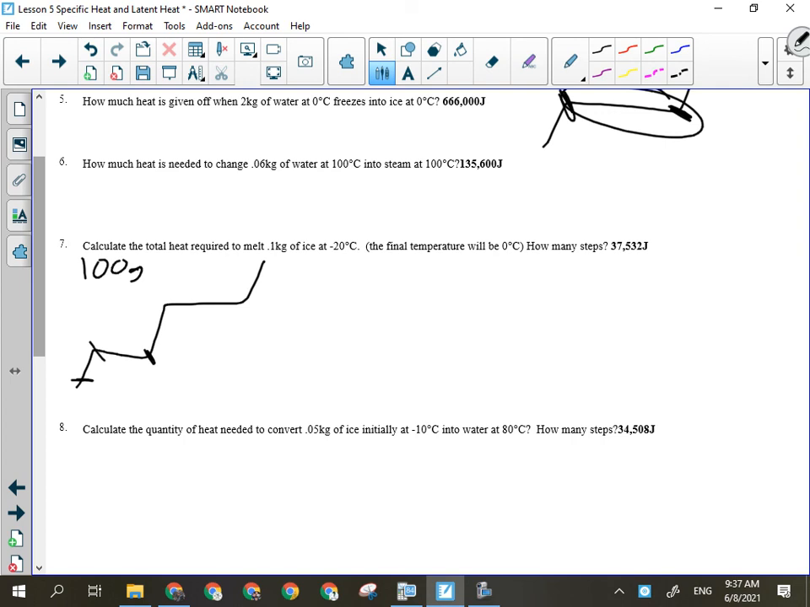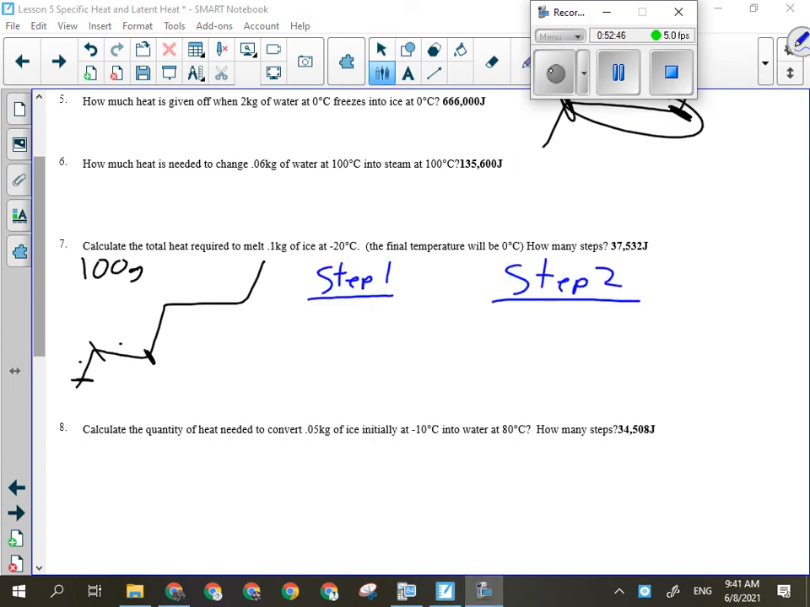Okay, so you got two steps, this step and this step. I'll give you a few minutes to see if you can figure out what those steps are, and then we'll look at that together. All right, so we said there would be two steps. Okay, this is step one, this is step two. In step one, I'm heating the ice from -20 to 0.